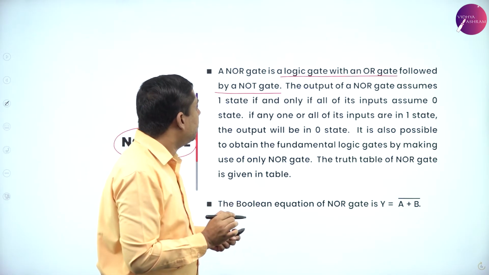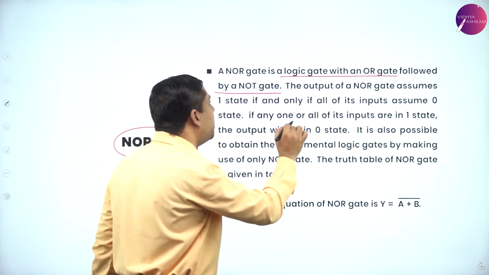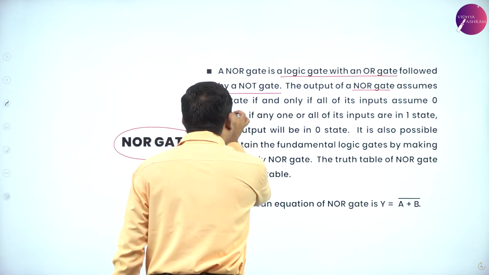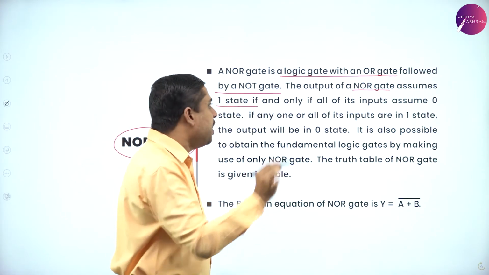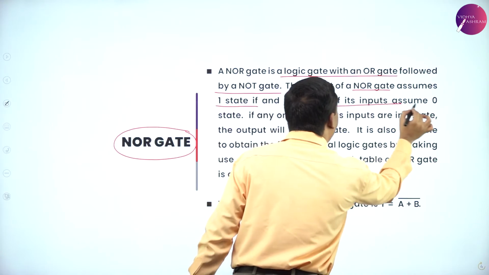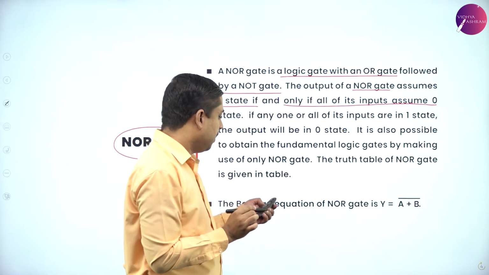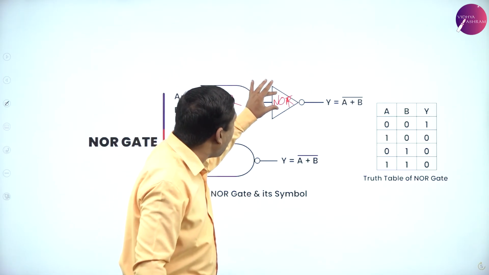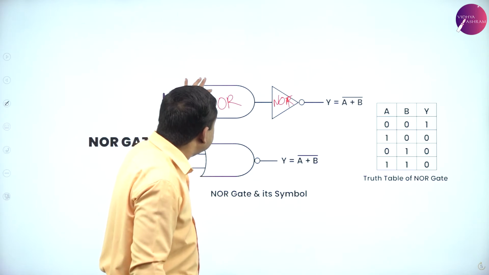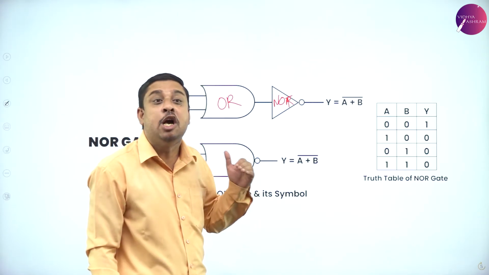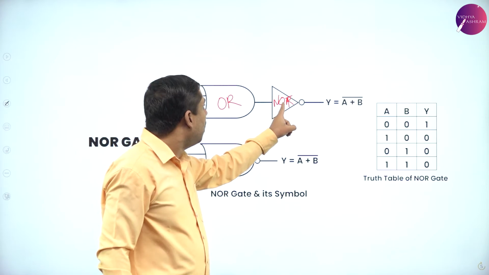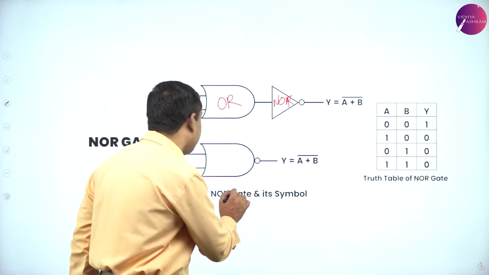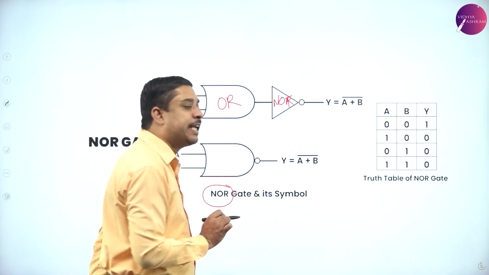Now, the output of the NOR gate assumes one state if all of its inputs assume 0, which means to say, now you have an OR gate which is followed by the NOT gate. OR gate followed by the NOT gate, which is the NOR gate for me.